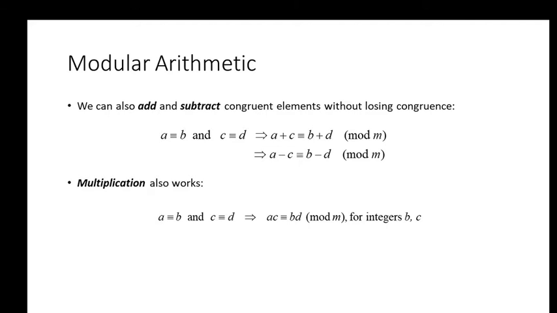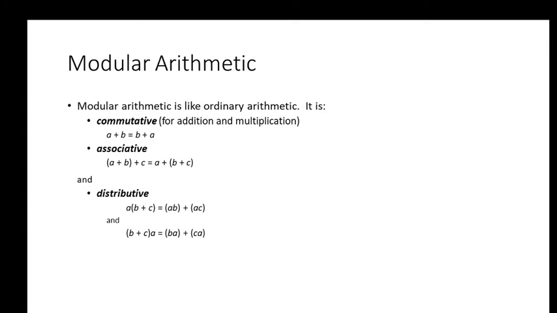We can also add and subtract congruent elements without losing congruence. A congruent to B and C congruent to D is equivalent to A plus C congruent to B plus D mod M, and that is also equivalent to A minus C congruent to B minus D mod M. Multiplication also works. A congruent to B and C congruent to D implies AC congruent to BD mod M for integers A, B, C, D. Modular arithmetic is like ordinary arithmetic. It is commutative for addition and multiplication.